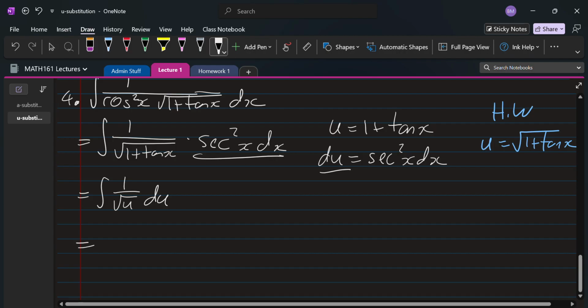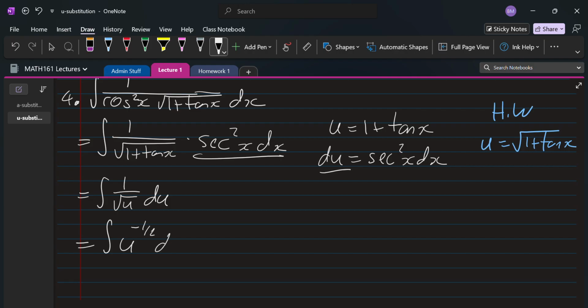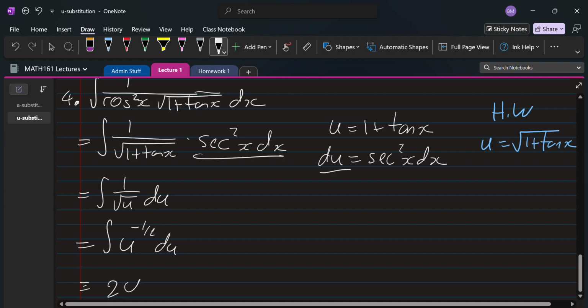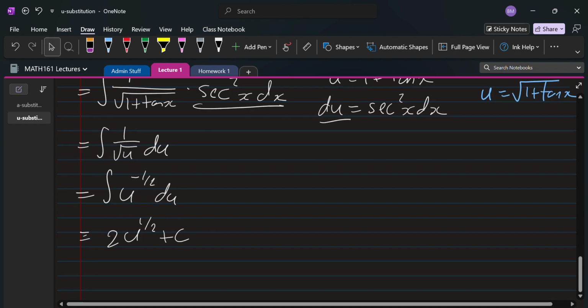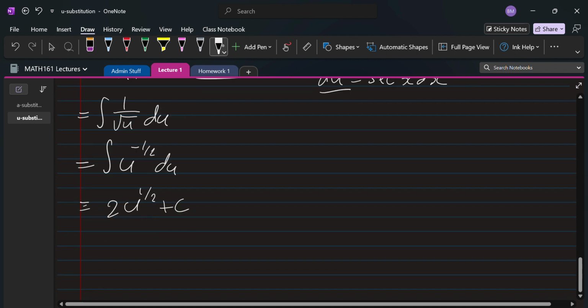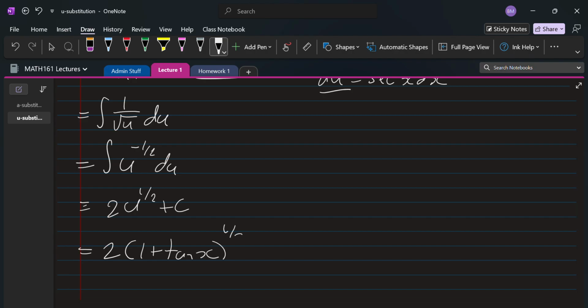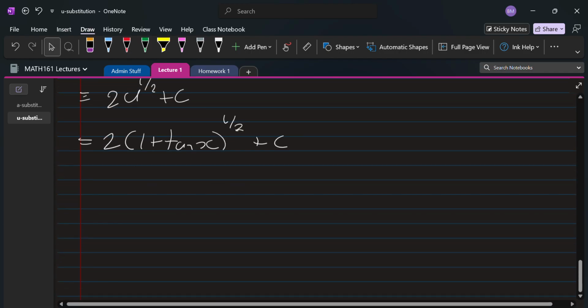It looks a bit funny, but remember this is just u to the minus half. So that's integral u to the minus half du. Add 1 to the exponent, that makes it a half. Divide by a half, that's times 2. So that's 2u to the half plus c. U is 1 plus tan x, so we can fill that in. To the half plus c. And then please check your homework. With that other substitution, you should get the same answer. Okay, so that was number 4.